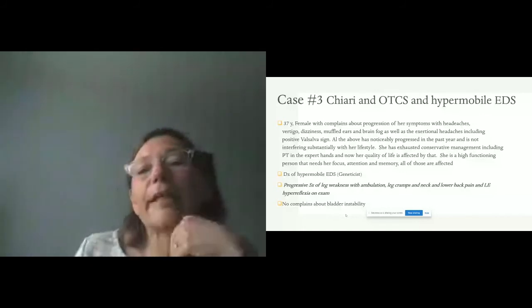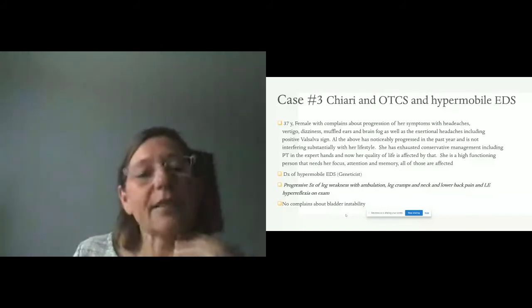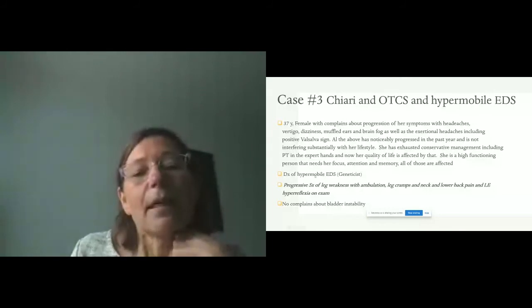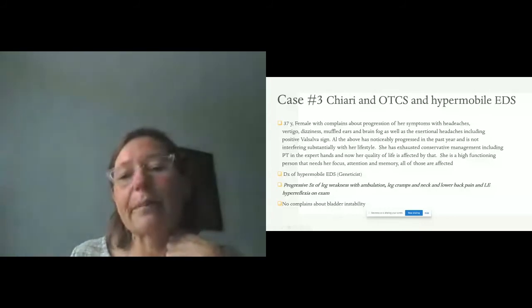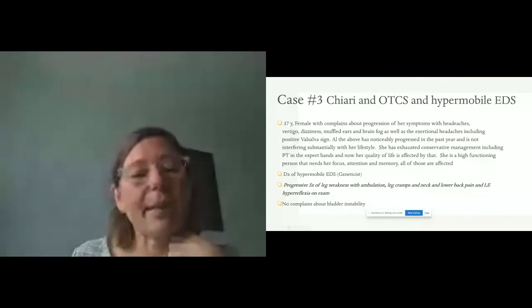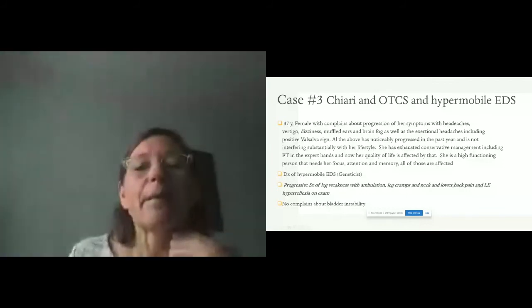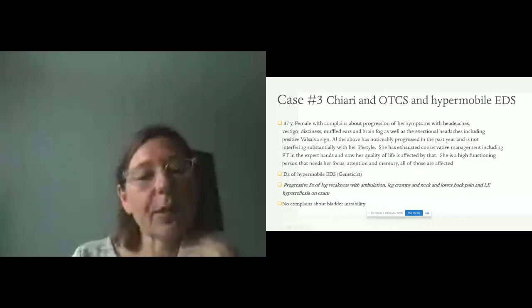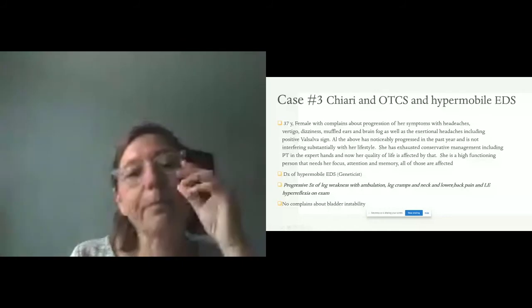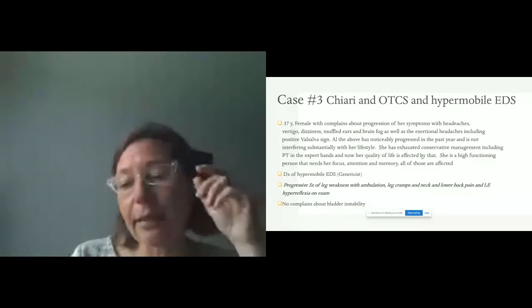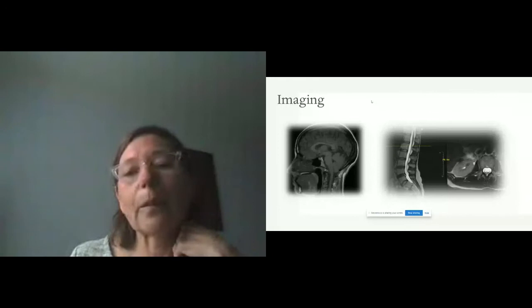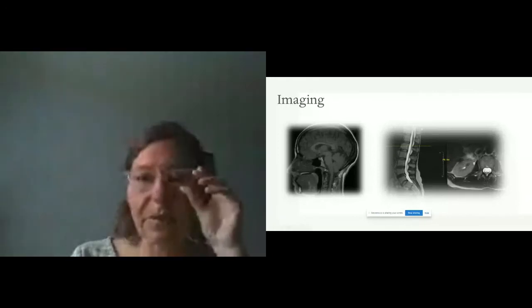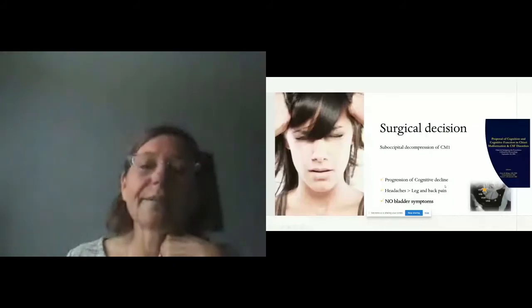Case 3 is a lady with hypermobile EDS. She had a genetic evaluation. She did also have signs of occult tethered cord with weakness in ambulation, leg cramps, lower back pain, and lower extremity hyperreflexia. But she had mainly symptoms in her upper body with a positive Valsalva sign, coughing and sneezing causing a lot of pressure. This was her findings. Now, the conus was at a normal level, L1, but she had a lot of cognitive decline, headaches, and no bladder symptoms.